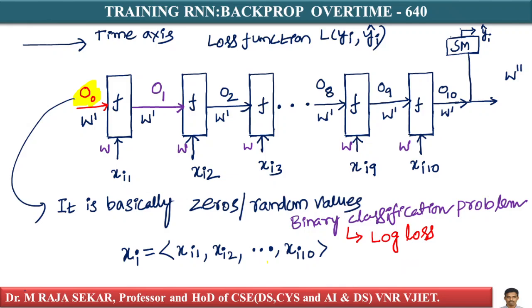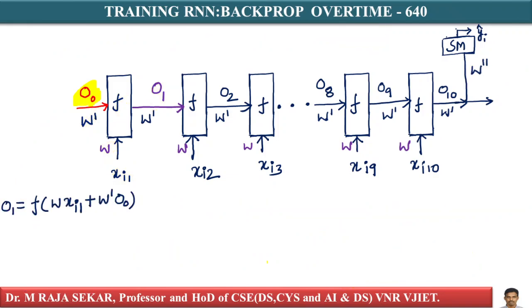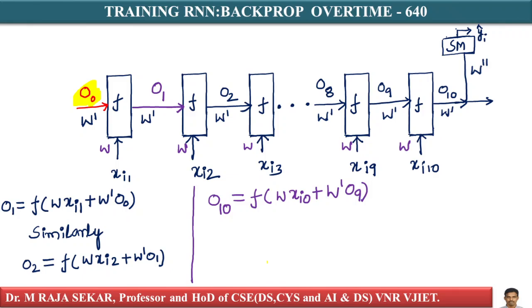Now let's look at the calculus part of it. What is my O1 here? How am I calculating O1? O1 is f of W xi1 plus W dash of O0. Similarly, I can calculate O2, and in a similar manner O3, O4, and so on up to O10. That's similar logic.